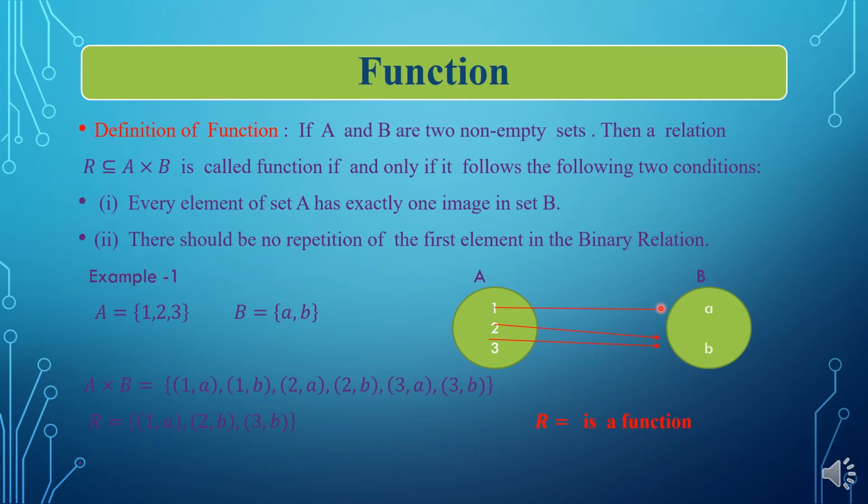So look, the image of 1 is a, the image of 2 is b, the image of 3 is b. So every element of set A has exactly one image in set B. So it satisfies the first condition. Now we come to the second condition. The second condition is there should be no repetition of the first element in the binary relation.